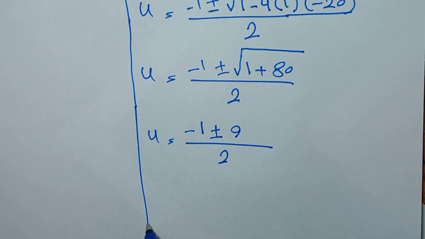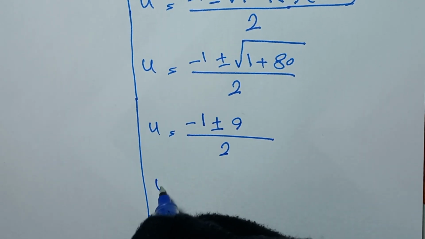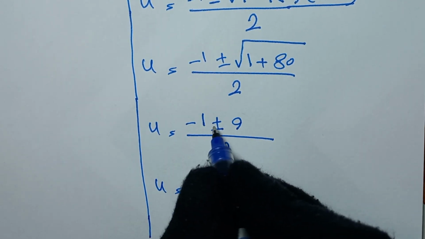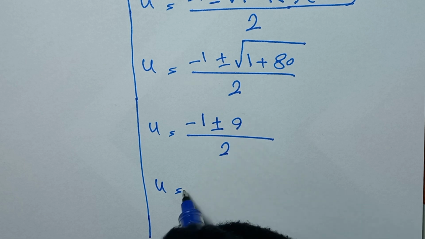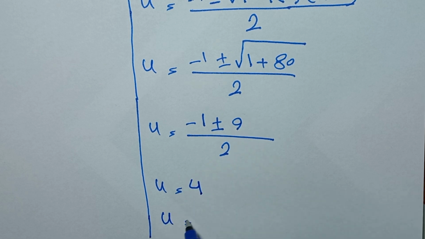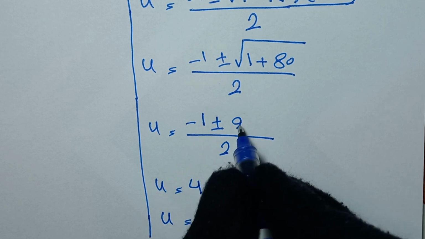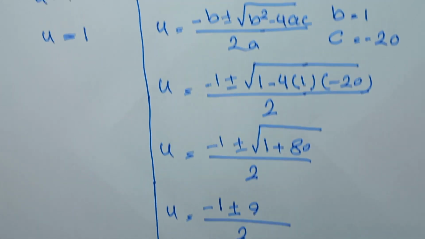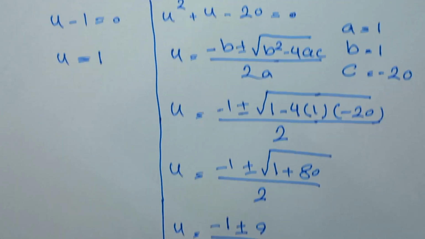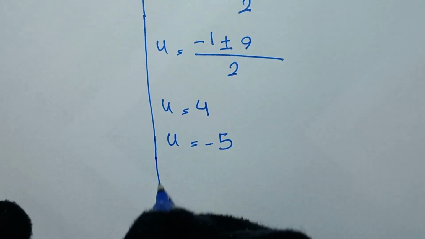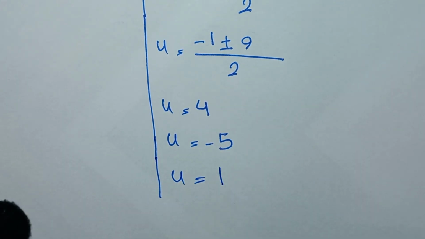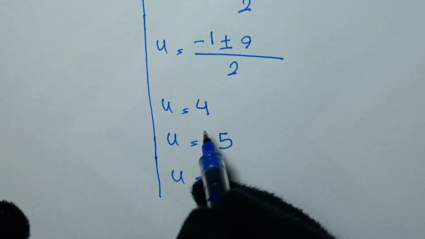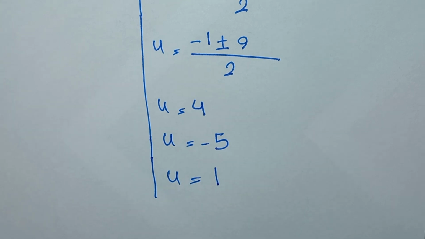And here we have two solutions for u. u is negative 1 plus 9, it will be 8 over 2, which is 4. And u is negative 1 minus 9, it will be negative 10 over 2, which is negative 5. Also here we have u is equal to 1, right? So we write here, and u is equal to 1. So we have 3 answers for u, and we recall this.